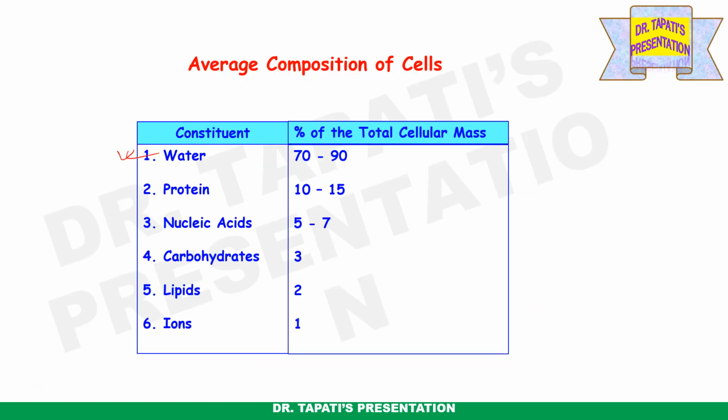Water is the maximum constituent present in cell. It is about 70 to 90%. Other than that, if you consider organic molecules, protein is present at 15%, that is the highest amount among all the organic biomolecules. Nucleic acid 5 to 7%, carbohydrates 3%, and lipids only 2%, and ions present at 1%. So in this way, you can also remember the sequence P, N, C, and L. So maximum protein, then nucleic acid, then carbohydrate, and then lipid.